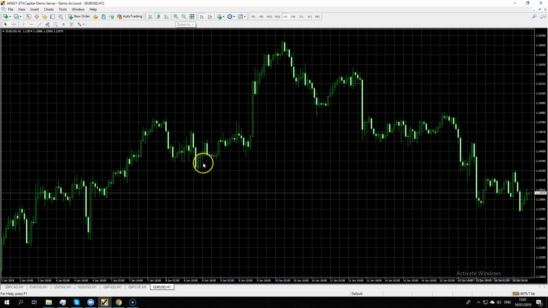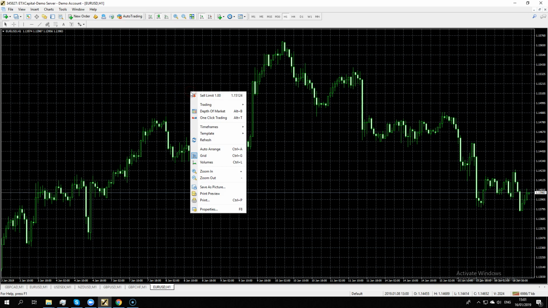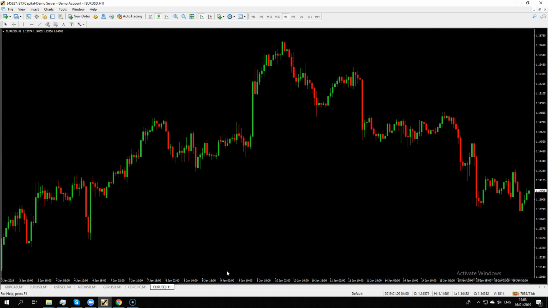Now, candles are very simple. You've got one going up and one going down. I'm just going to change the colors of this, so that they're red and green, which will make it easier to understand. So one second while I do that. So I've now just changed the colors to red and green.